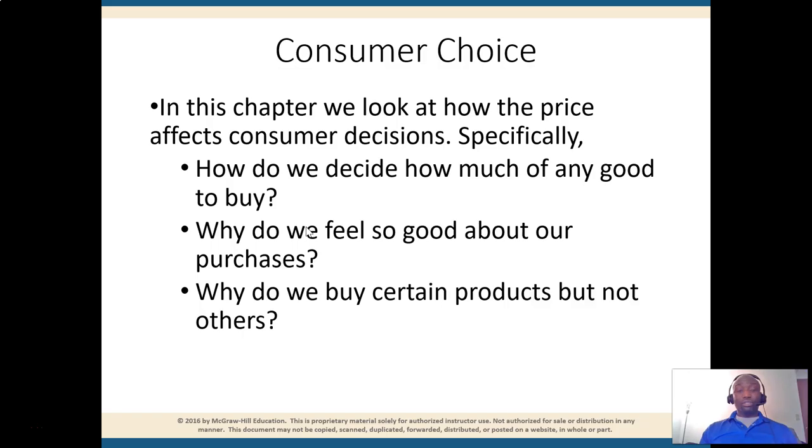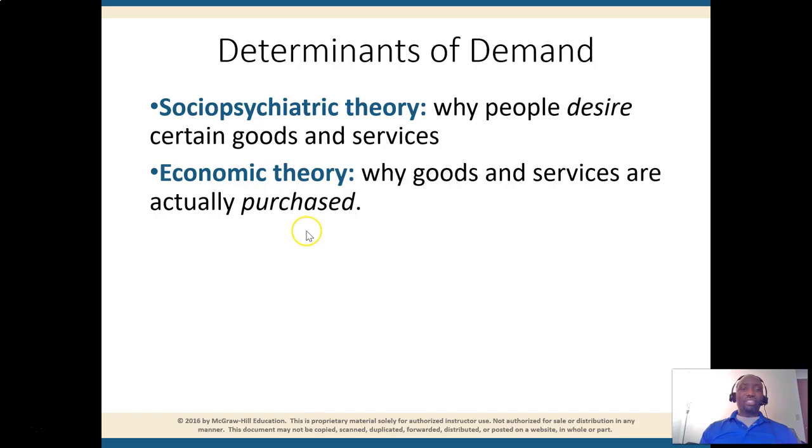Now there are a lot of theories out there. There is a theory called sociopsychiatric theory. Man, this is a long word. It covers why people desire certain goods and services. Now, economists are interested in what people actually purchase. So they are not interested in what people want to buy, but what people are buying. So that's the key here.